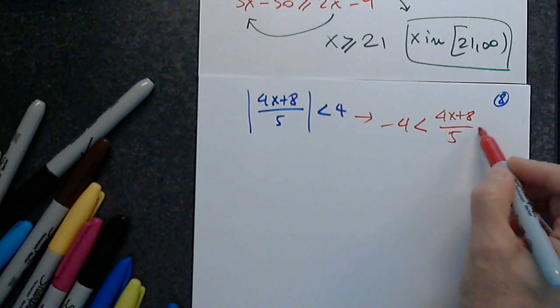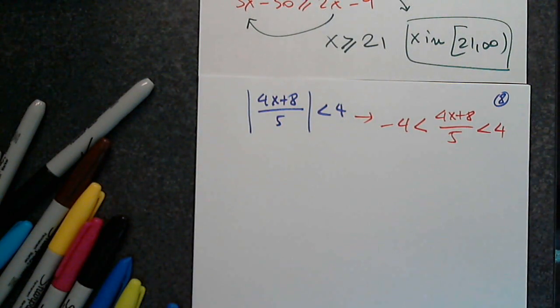Very good. Awesome. In between. This is the in-between type. Good. Now, this was changed into a compound inequality. How do I solve it? What is the first step?